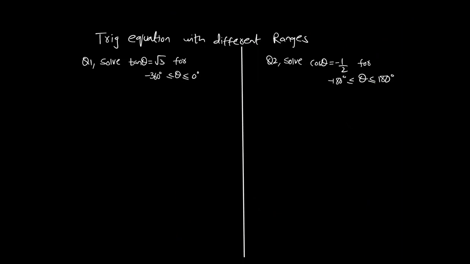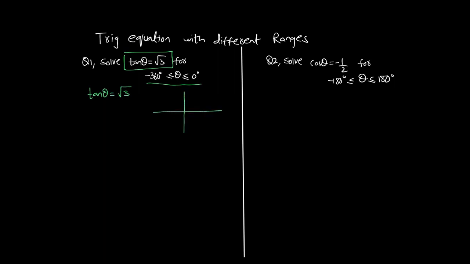Okay, so how to solve a trigonometric equation with different ranges, meaning ranges other than 0 to 360. In this case we have a theta range from minus 360 to 0 degree. The ratio of tan theta is positive root 3, right? So tan theta is equal to positive root 3.